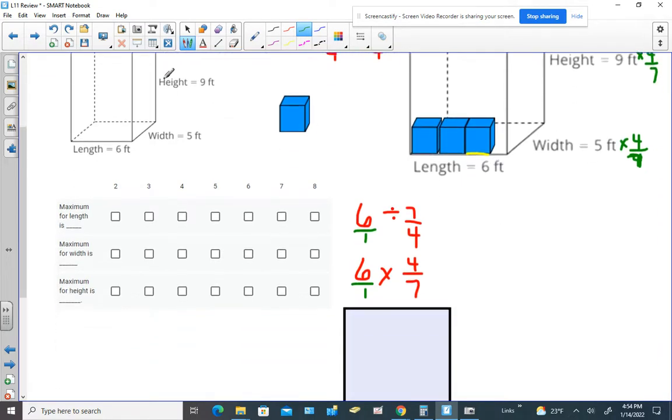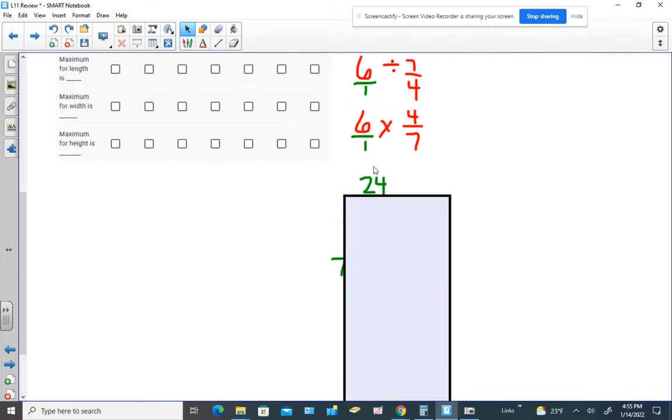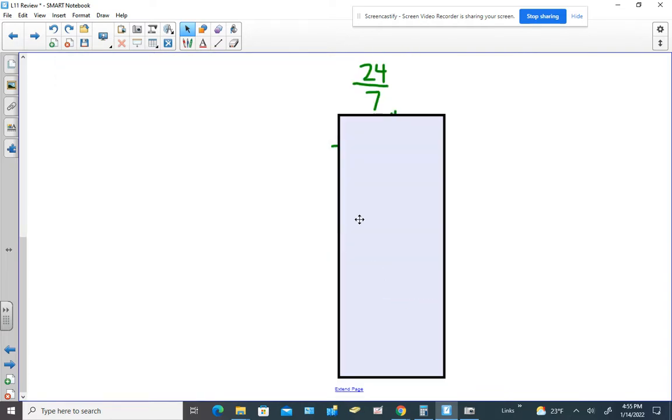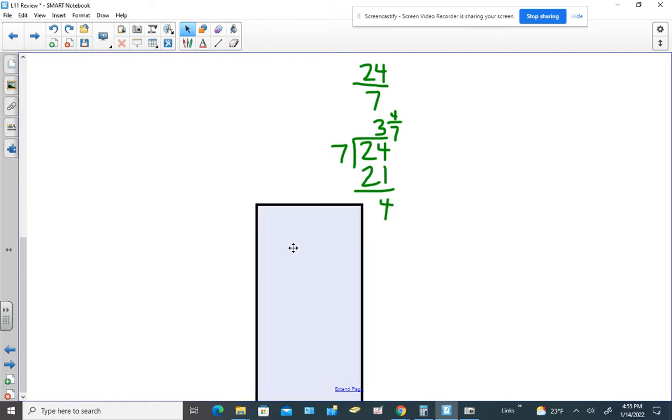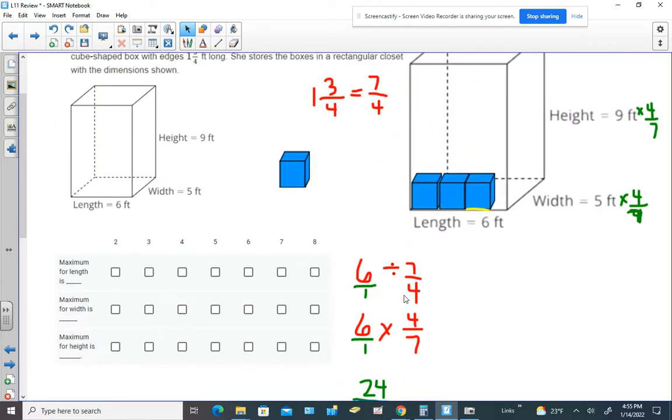Now, one of the things you have to keep in mind when you multiply, we don't have any reducing opportunities here, so 6 times 4 would give us the 24, and 1 times 7 would give us 7, and we have to go ahead and do the algorithm to find out how many times 7 goes into 24. So if we divide that out, it would look like this. Now, why is the answer not 3 4/7? Let's take a look at why.